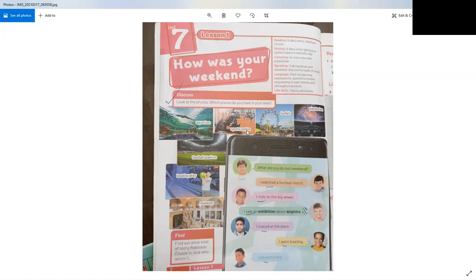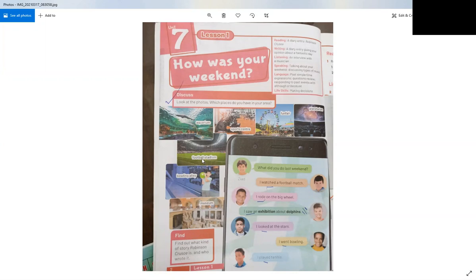This is the place where you go to play some sports or do exercise. And we have also the fun fair. The fun fair is the place where we go to play and go on the big wheel. And then we have the planetarium. The planetarium is the place where we can see the stars in the sky using a telescope.